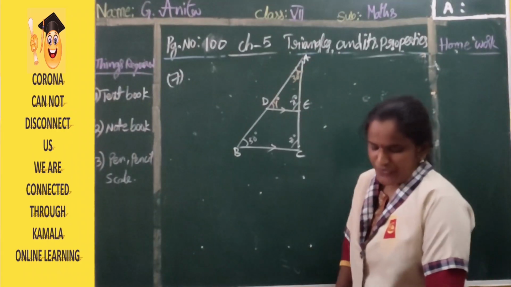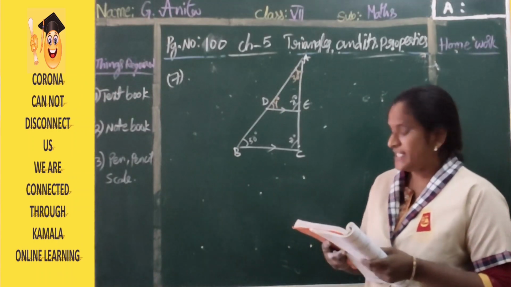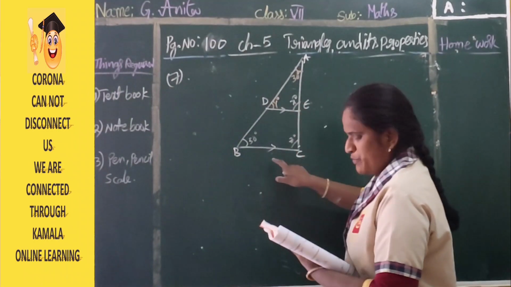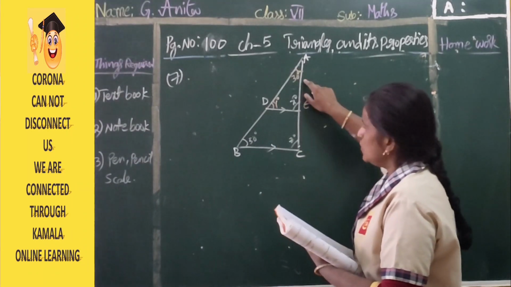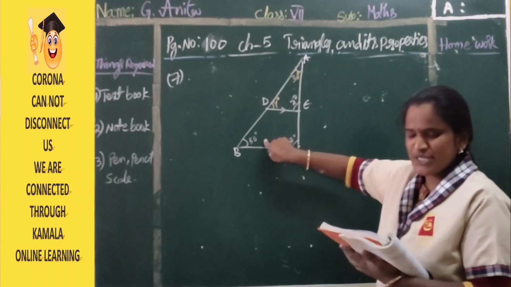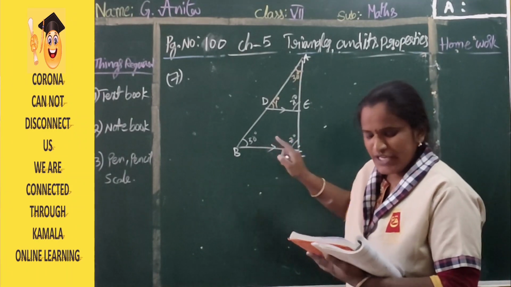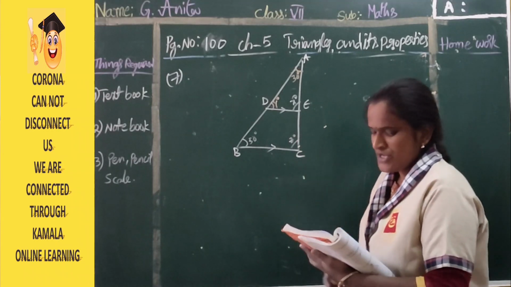In the seventh problem, they are asking: in the figure, DE is parallel to BC. This DE is parallel to BC, this side. Angle A is equal to 30 degrees. Angle B is equal to 50 degrees. Find the values of x, y, z. Here we need to find x, y, z values.